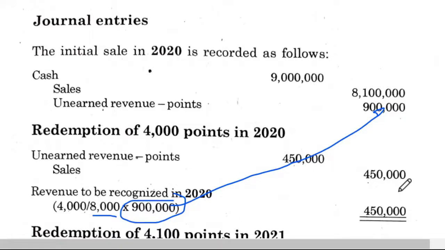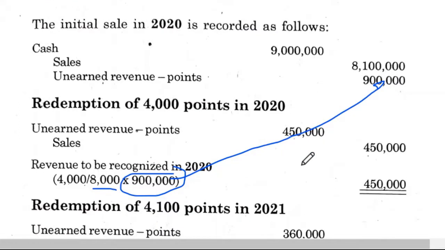If you're asked in the problem, how much is the unearned revenue on the points for 2020? Your answer would be 450,000. That's 900,000 minus the redeemed portion of 450.